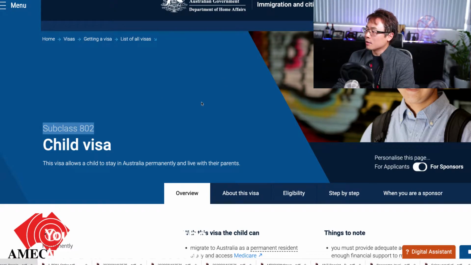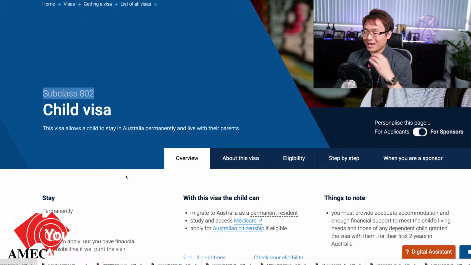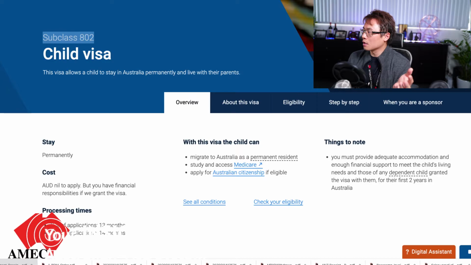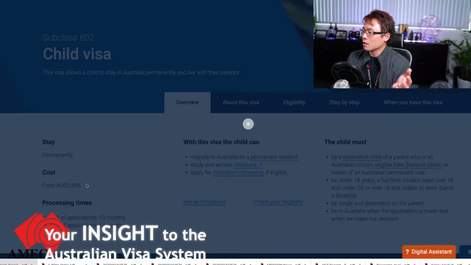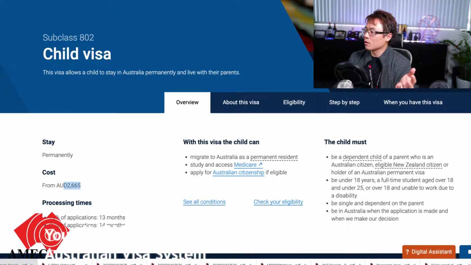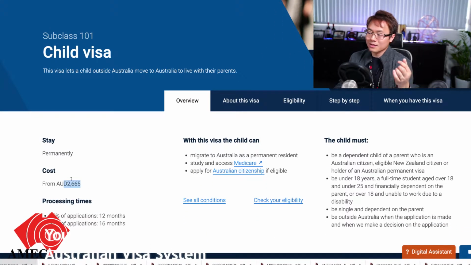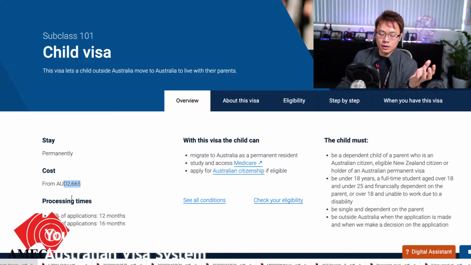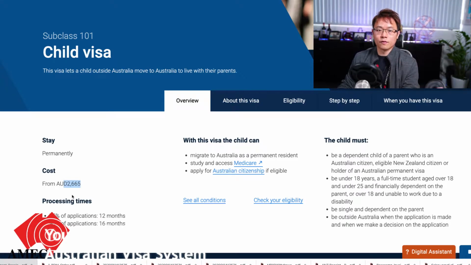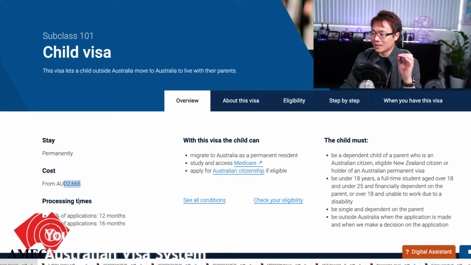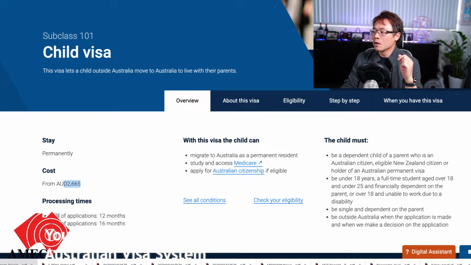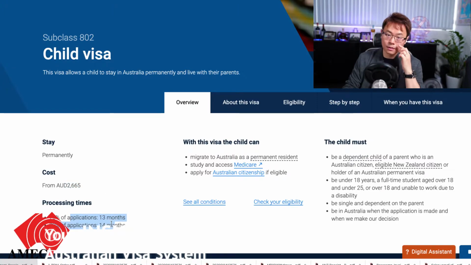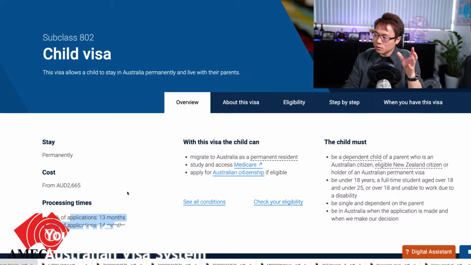Now in terms of processing, I don't see any differences, because first of all, the cost is the same. For the onshore applicant it's $2,665, and for the offshore one, it's the same. Now the processing time is a bit different, I don't know why. I think it's just a matter of the evidence and proof, for instance, getting birth certificates done or translated, which might differ. So offshore it takes about 12 to 16 months, and onshore it takes about 13 to 14 months. So the timings are different.